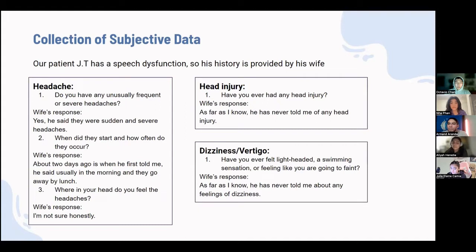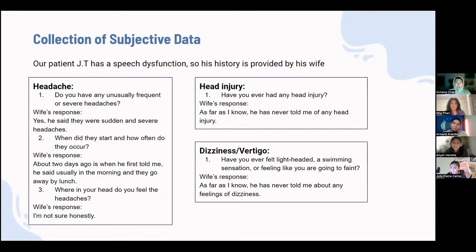And his wife is unsure. So for head injury, we would ask, have you ever had a head injury? And his wife doesn't know of any head injuries, but if the patient does respond yes, we would also ask, what part of your head was hit? Did you have a loss of consciousness? For how long? And do you remember any details of the event?